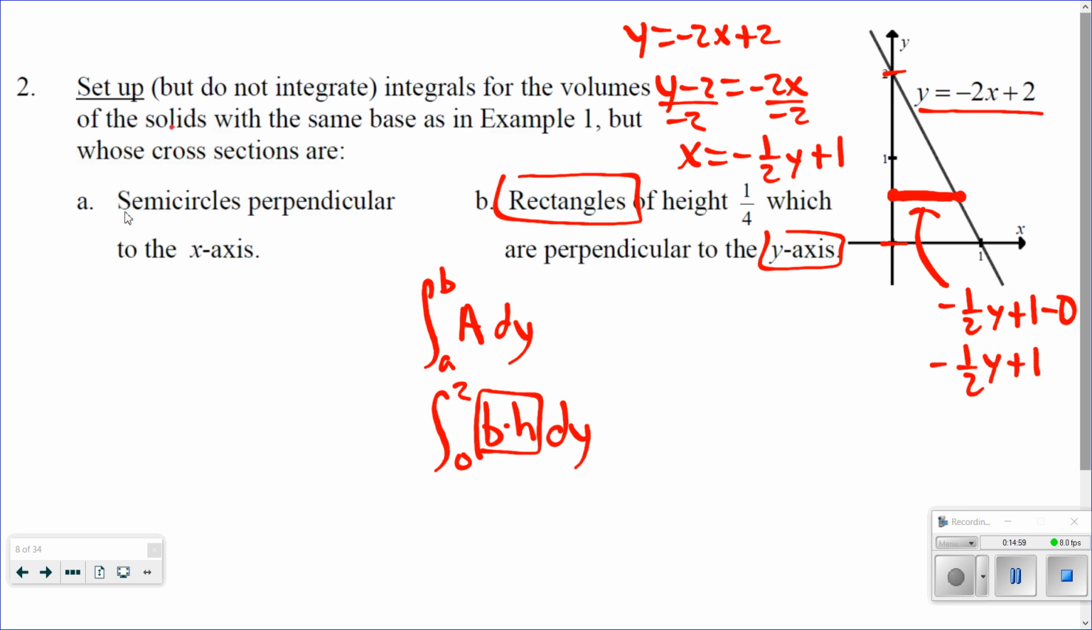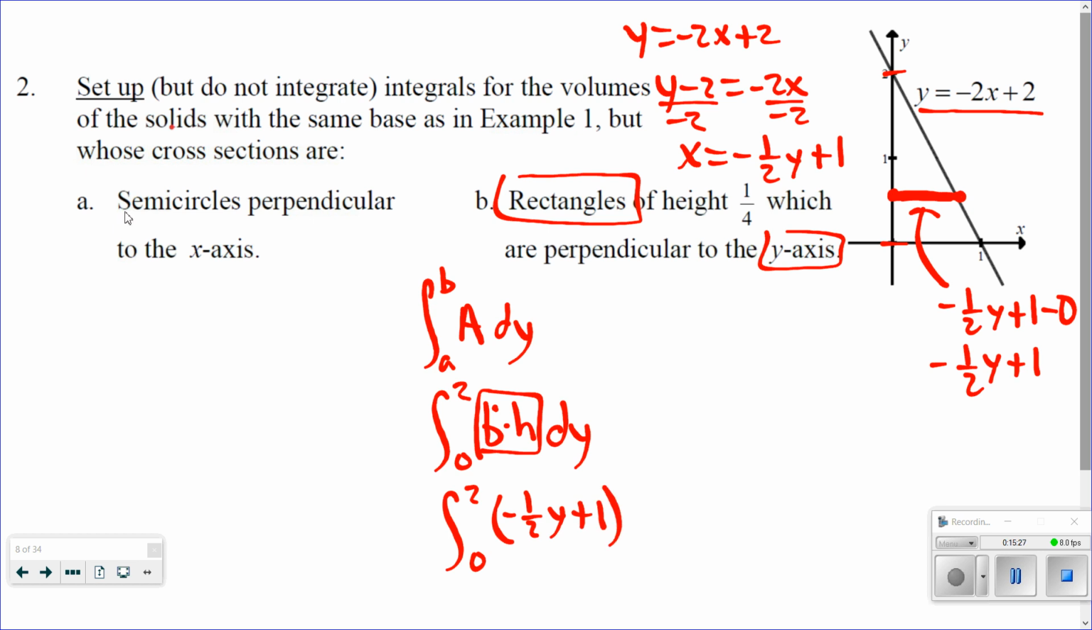That's the base of my rectangle. So I'm going to plug that in for b right here. So I have the integral from 0 to 2 of negative 1/2 y plus 1. Let me try one more time. So my base is negative 1/2 y plus 1.